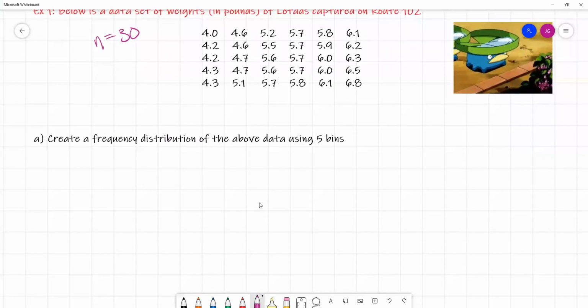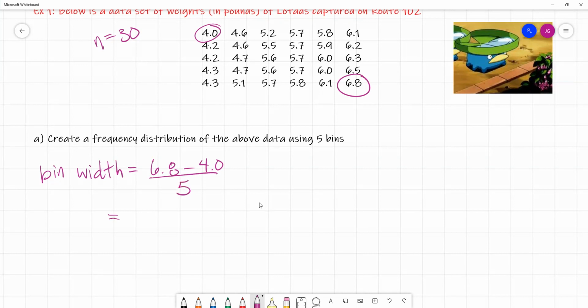Let's go ahead and start by finding our bin width, okay? So bin width equals the maximum, so our biggest data value. They nicely organized it for us from least to greatest, so it's going to be 6.8 minus 4.0, which is our minimum. That's our smallest data value. And we'll divide by 5, because that's how many bins we want, okay? And so we're going to get 0.56 from doing this.